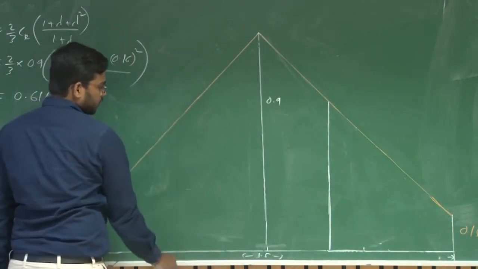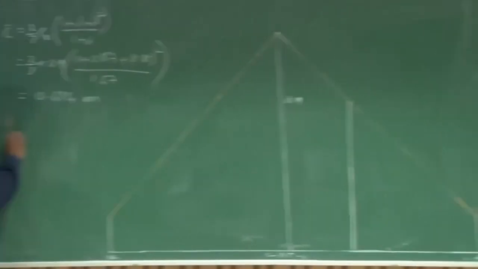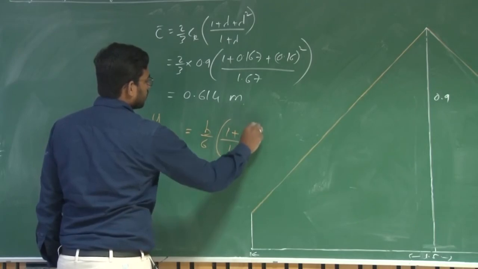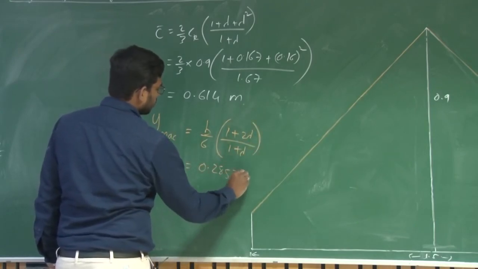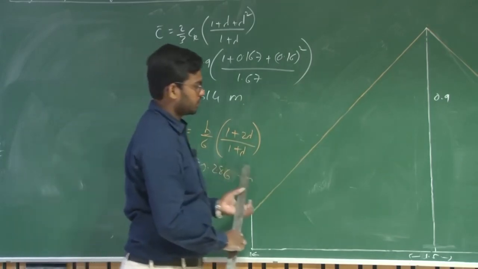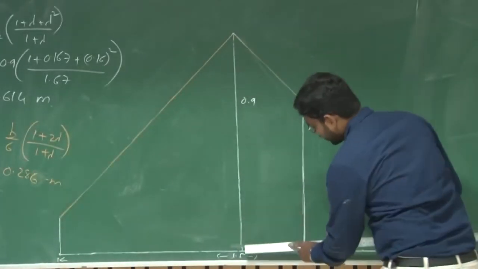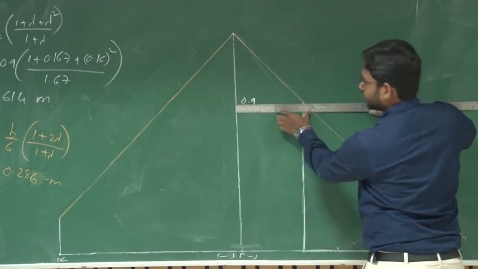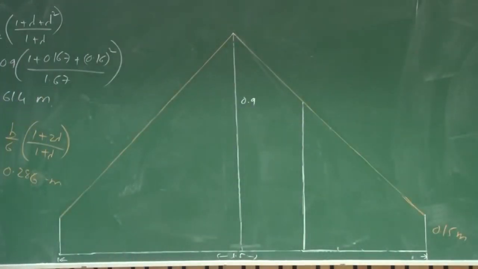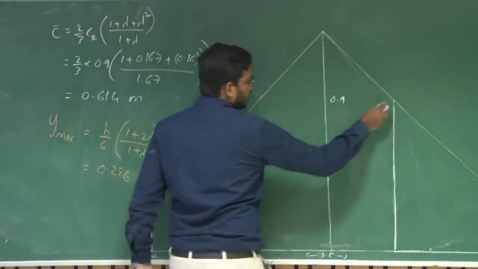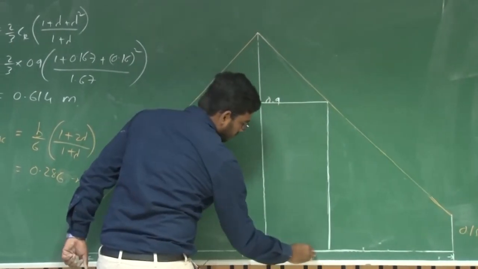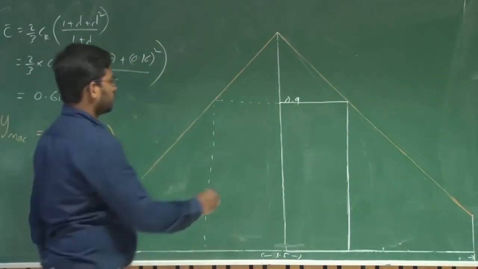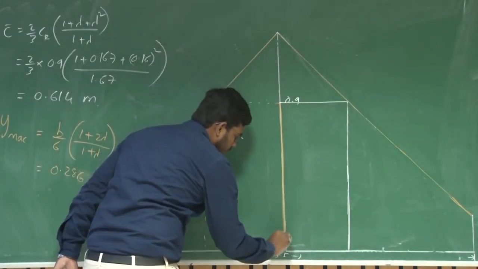Similarly, you will have a mean aerodynamic chord on this side. What should be its location? Y of the mean aerodynamic chord equals b by 6, which is 0.2857 meters, or 0.286 meters, that is 28.6 centimeters, right? This is full scale, so it should be almost equal. It is approximately 28 centimeters from here. Project this MAC onto the root chord. Similarly, you have the mean aerodynamic chord on this side as well, so you project it onto the root chord. Finally, this is going to be your mean aerodynamic chord.